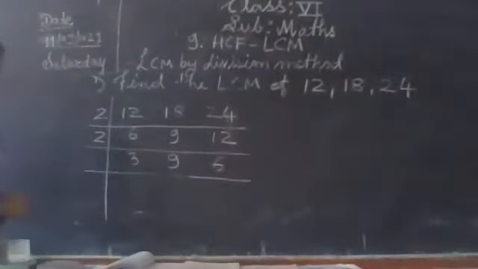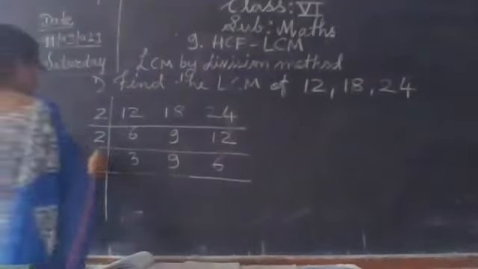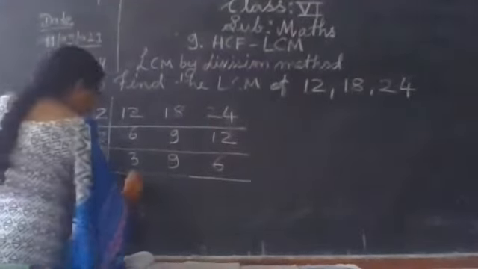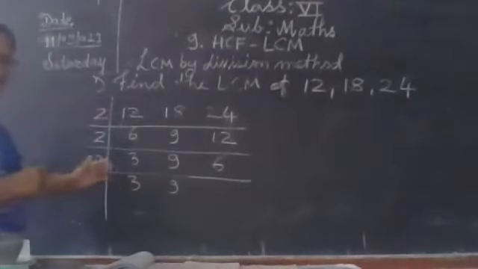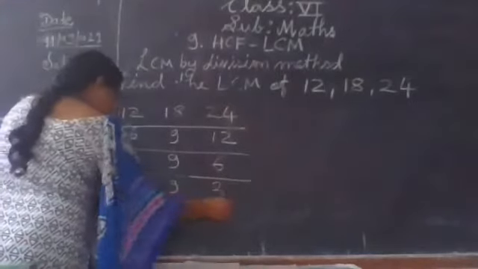Again, we will take 2 because this 6 is an even number. Now write down this 3 as it is. Write down 9 as it is. Why? Because they are not divisible by 2.